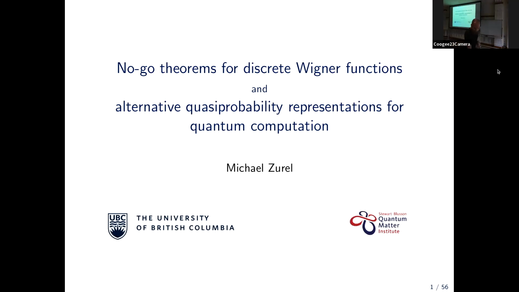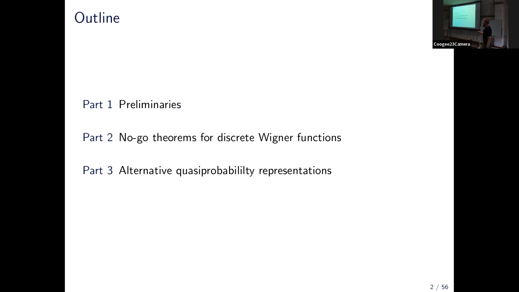The two broad topics: first, no-go theorems for discrete Wigner functions, and then alternative quantum representations of quantum computation. So this was my original planned outline. I'm going to start with some background information, some definitions to make sure we're all on the same page, and then go on to part 2 with these no-go theorems. But I really want to make sure I get through everything in part 3, these alternative quasi-probability representations.